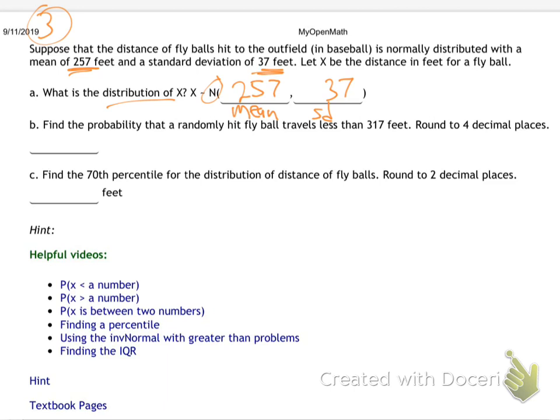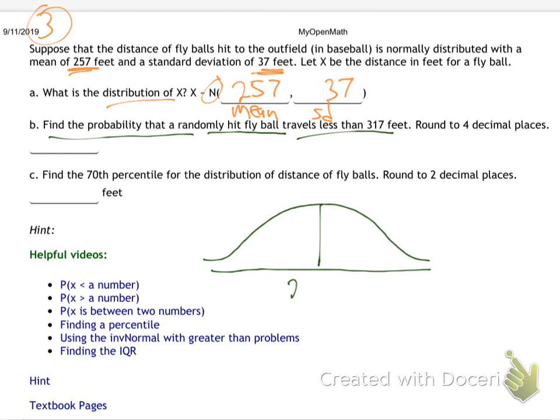Next question, find the probability that a randomly hit fly ball travels less than 317 feet. So good to draw a normal curve. I think it's helpful. So draw a normal curve. Put the middle on. The middle is 257 feet, the average fly ball. What are we doing with probability less than 317 feet? So where's 317? Is it to the right or left? Is it greater or less than 257? It's greater, clearly greater. It's somewhere over here.